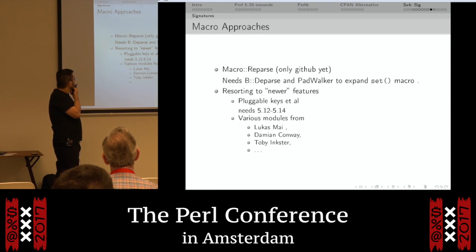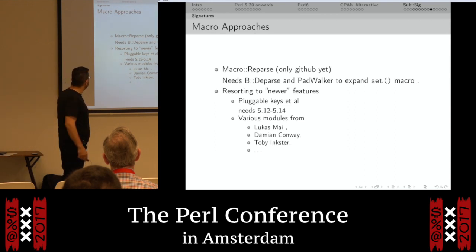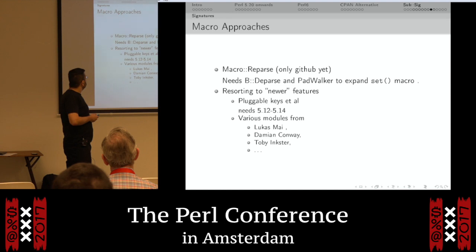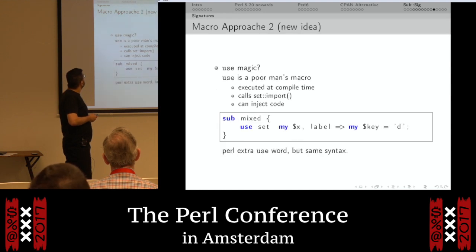Or I could resort to the newer features. This pluggable keyword has the potential to implement macros. There are various modules from Lukas, Damien, and Toby Inkster. I couldn't list them all. You saw how much trouble I had listing all the signature modules already on CPAN. But it's quite heavy because it goes into the internals, and well, it needs some mental strength.